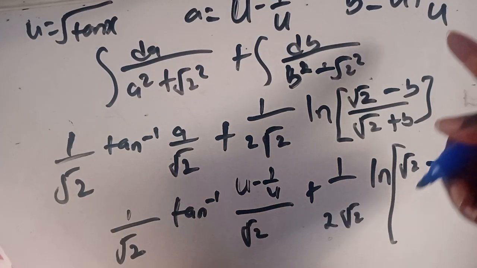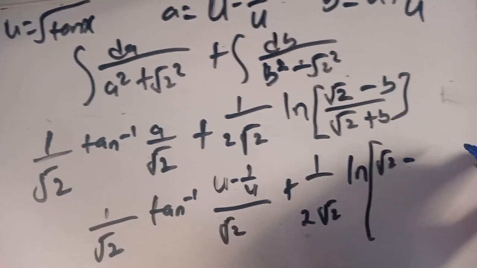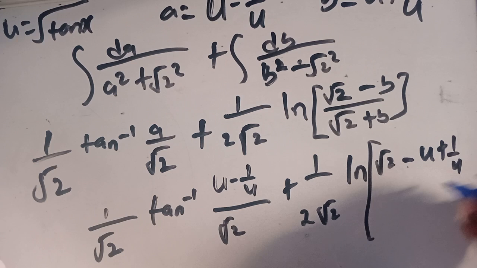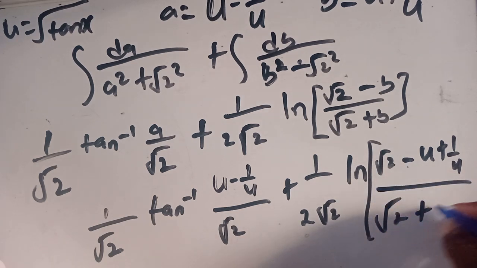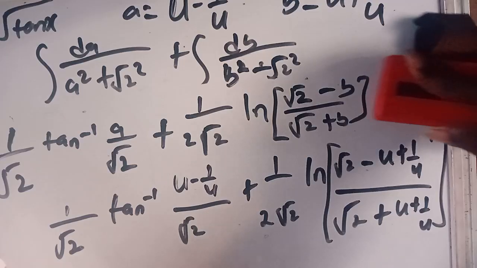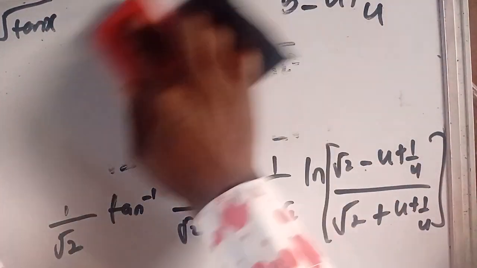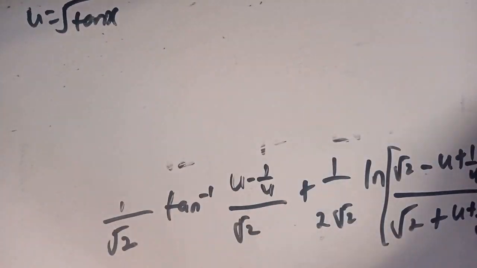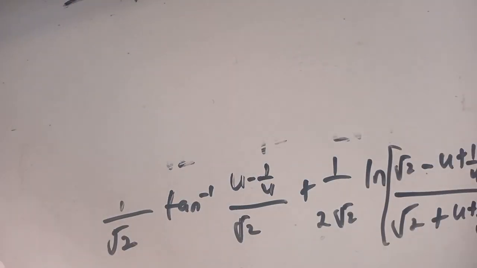root 2 minus, what's our b? Our b is u plus 1 over u, divided by root 2 plus u plus 1 over u. Do we get that? But we are not yet done. Now the last aspect, don't forget that our u is tan x from the beginning.